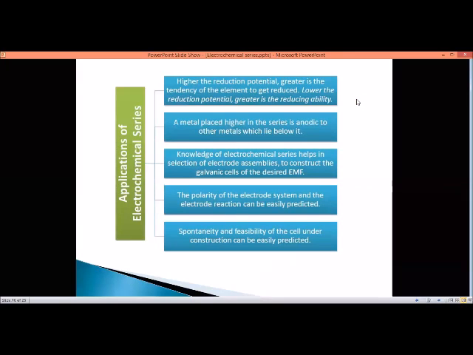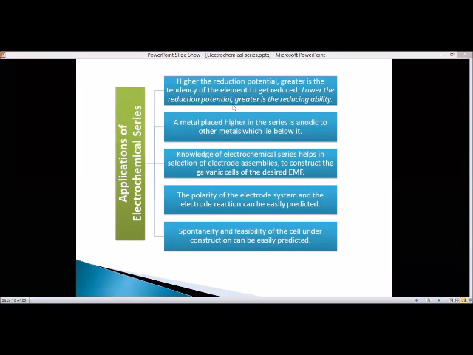Here we saw that the higher the reduction potential, the greater is the tendency of the element to get reduced. Lower the reduction potential, greater is its reducing ability. This is the first application. We can easily find out from the electrochemical series which has a higher reduction potential and which has a lower reduction potential. The second application is that a metal placed higher in the series will be anodic. Anodic means it will work as an anode, and the other metal lying below will work as a cathode. The third one is that knowledge of the electrochemical series helps in the selection of electrode assemblies to construct a galvanic cell of the desired EMF.